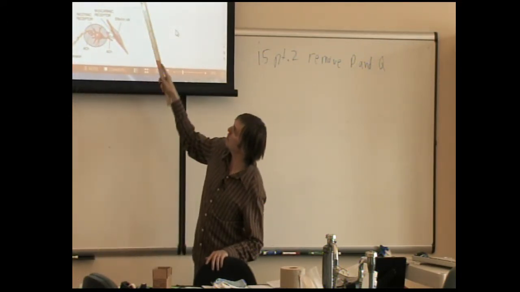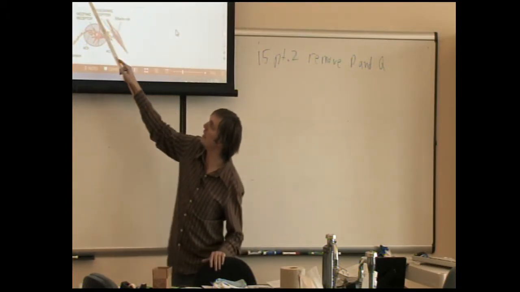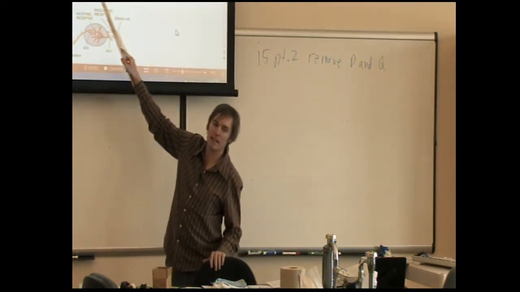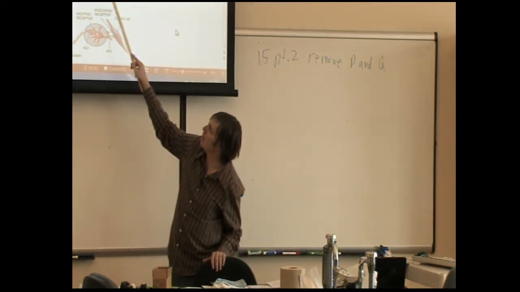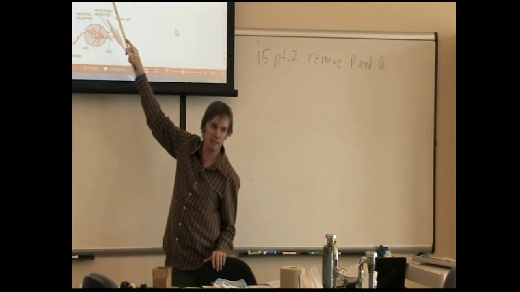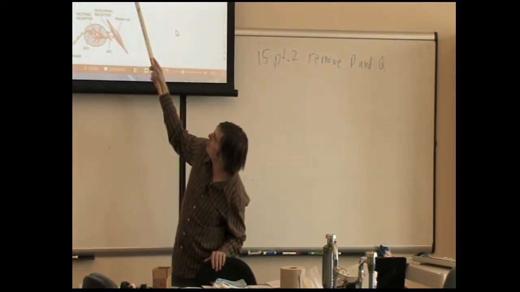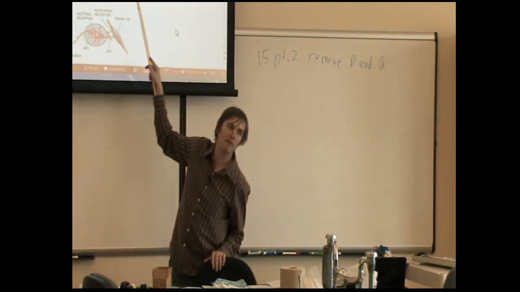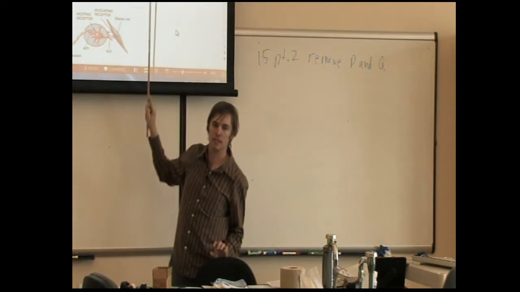So the first one at the top is the sympathetic, and the preganglionic neuron sends out ACH, that's the neurotransmitter, and then the postganglionic has a nicotinic receptor. And then the postganglionic sends out norepinephrine, and the effector cell has an adrenergic receptor. That's sympathetic.